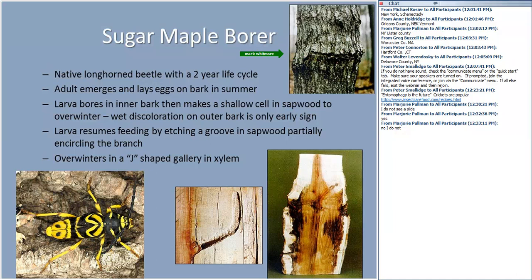So the adult emerges and lays eggs on the bark. In the summer, the larvae bores into the bark, feeds in the phloem tissue for a while, and then dips down into the sapwood to overwinter. And you'll get a wet discoloration on the outer bark, and over years you'll see this wound begins to heal up over it.